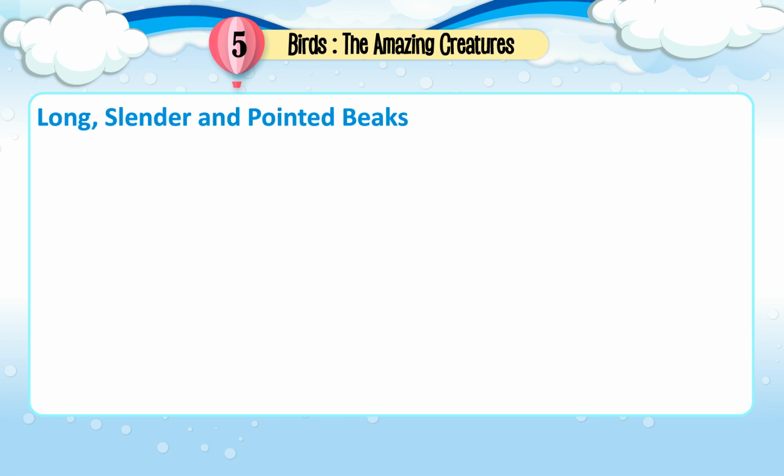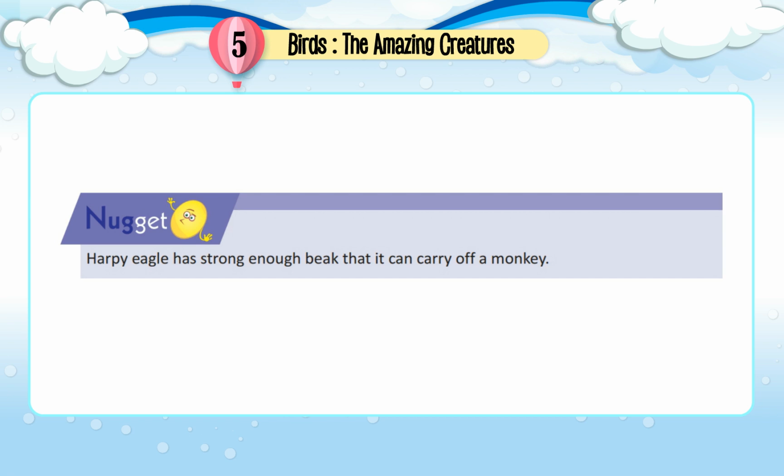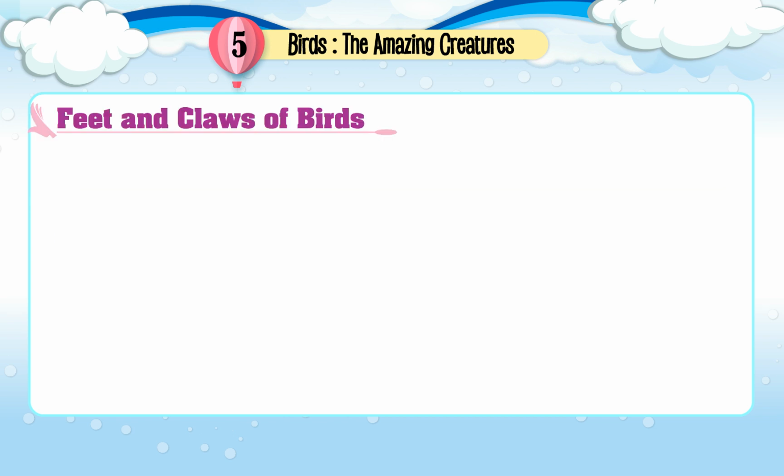Long, slender, and pointed beaks. Some birds, like hummingbirds and sunbirds, have long and pointed beaks to suck nectar from flowers. Kingfishers and storks have such beaks to dig out insects and worms. Nugget: Harpy eagle has a beak strong enough that it can carry off a monkey.